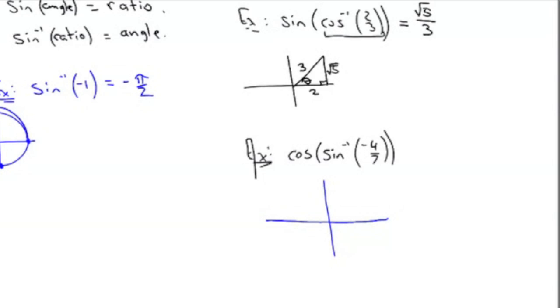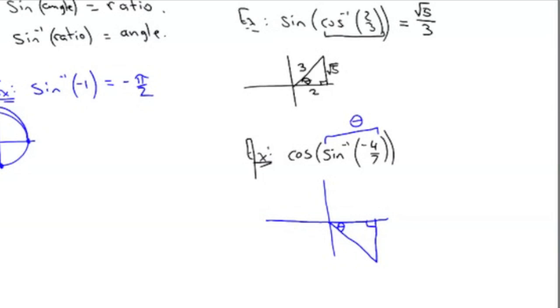So, cosine of sine inverse of -4/7. Because it is negative and because it's a sine inverse, it has to be fourth quadrant. So you draw your reference triangle in the fourth quadrant. Make sure it's going towards the x-axis. The angle that we're talking about here, theta, is sine inverse of -4/7.